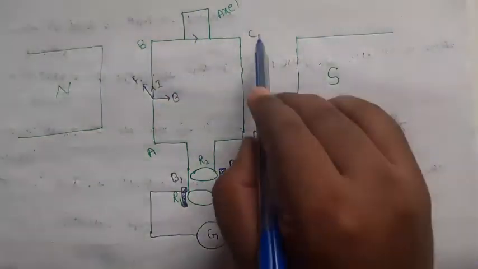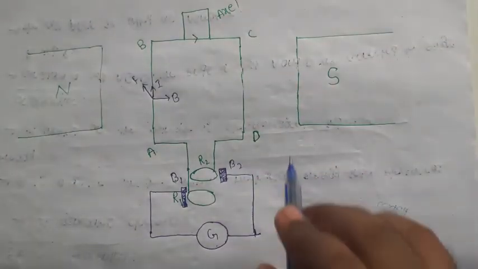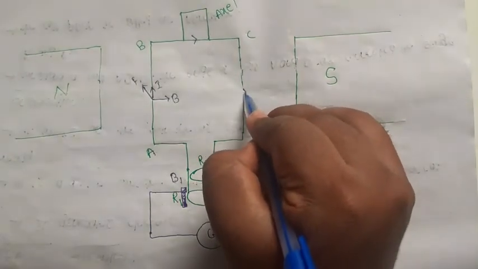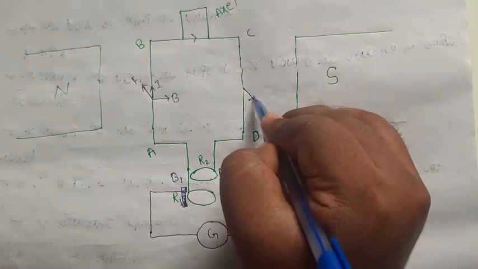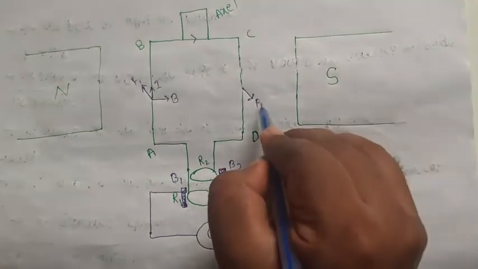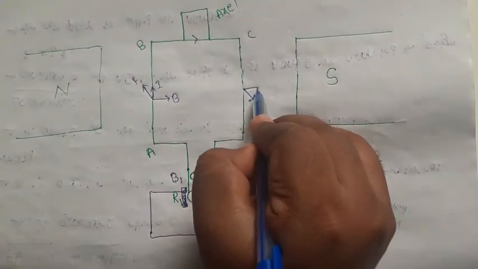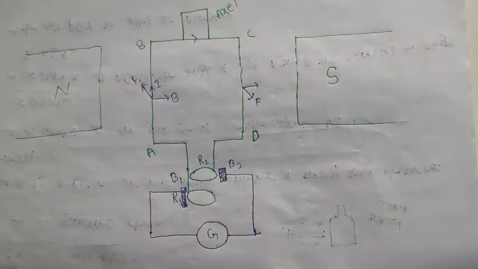Now at the side of arm CD, CD is moving in the downward direction. So the motion of the coil is in the downward direction. Next, what about the magnetic field? North to south direction, same. Again I am going to apply Fleming's right hand rule to find the direction of the induced current. Now observe here, the motion of the conductor is in the downward direction in arm CD.